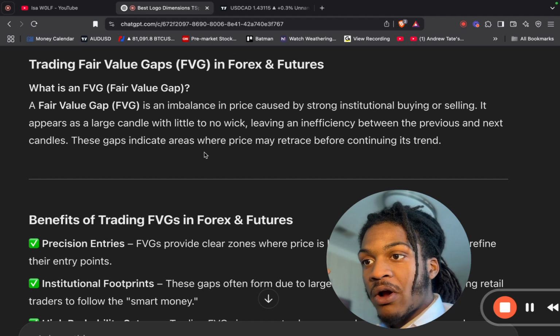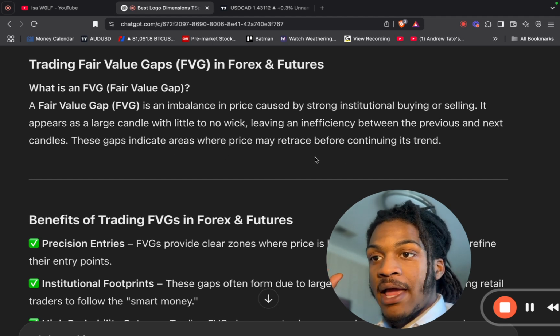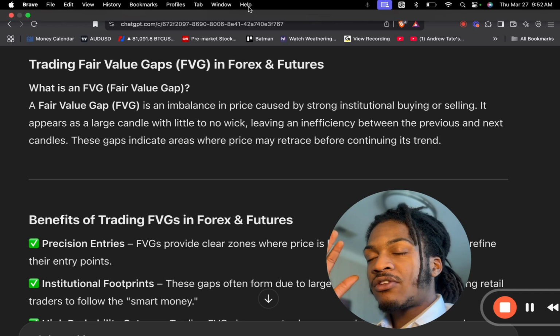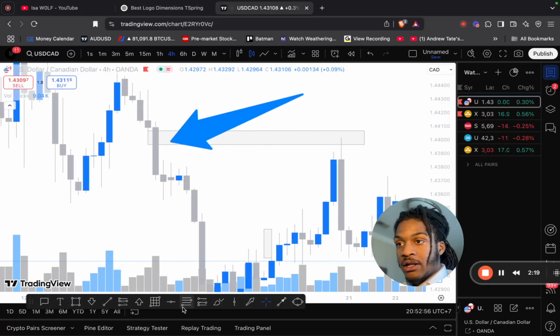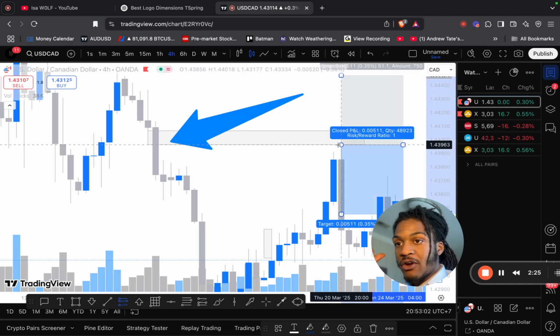So, this is a gap right here, okay? An inefficiency between the previous and next candles, and these gaps indicate where areas of price may retrace before continuing its trend, which it did. The gap is right there. Price came up, sorry about the lag, guys, price came up and retraced at that gray box.